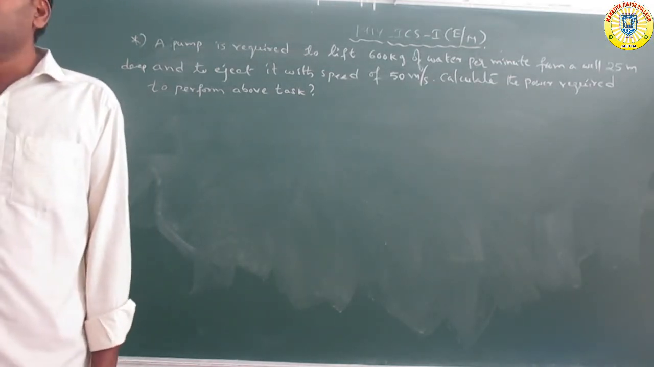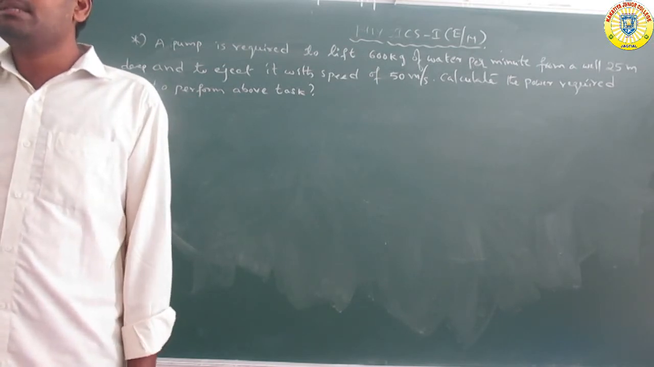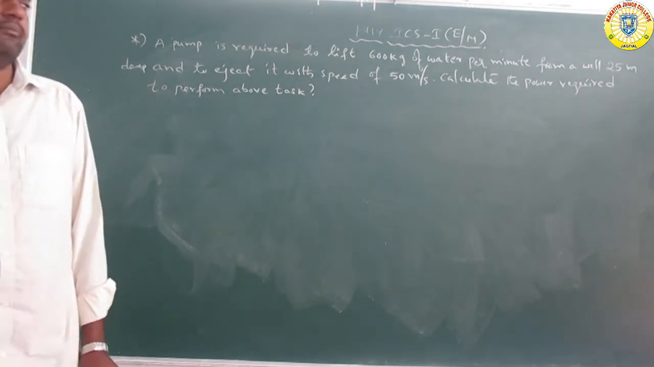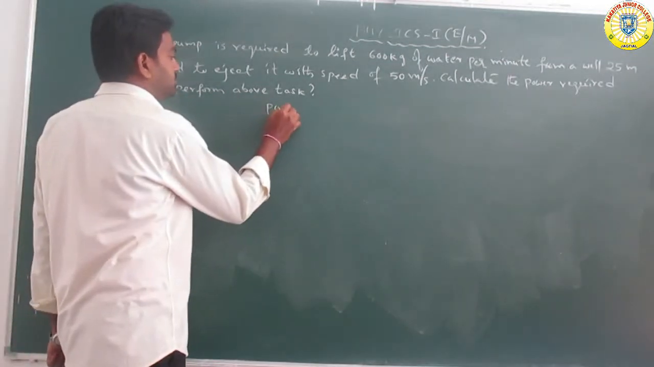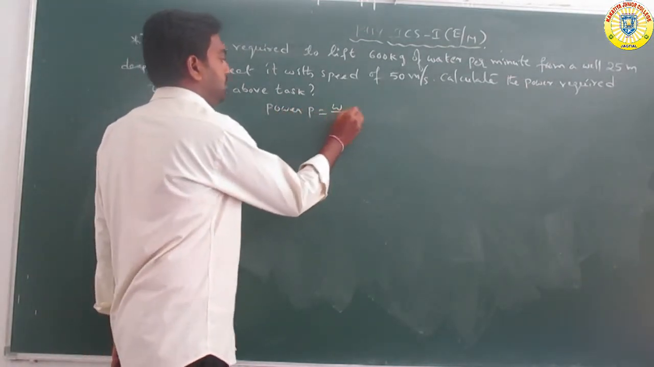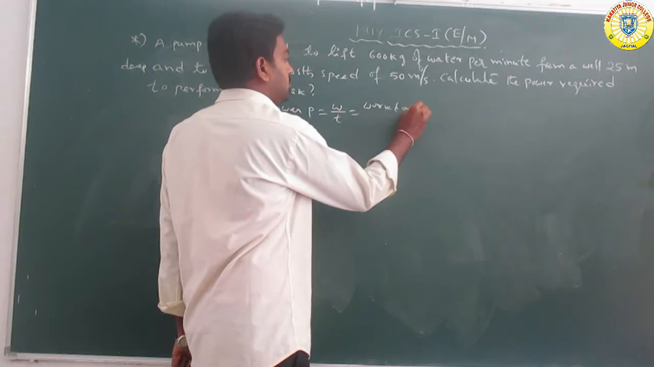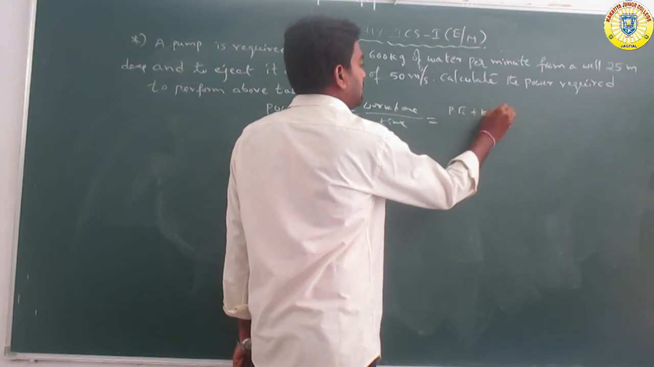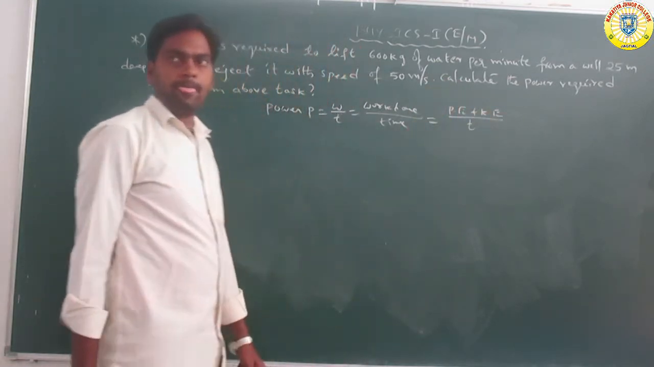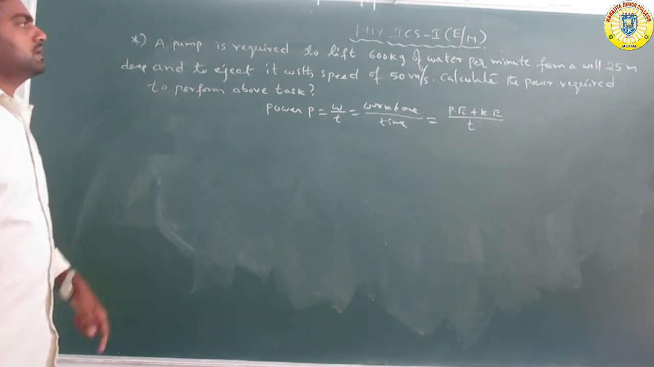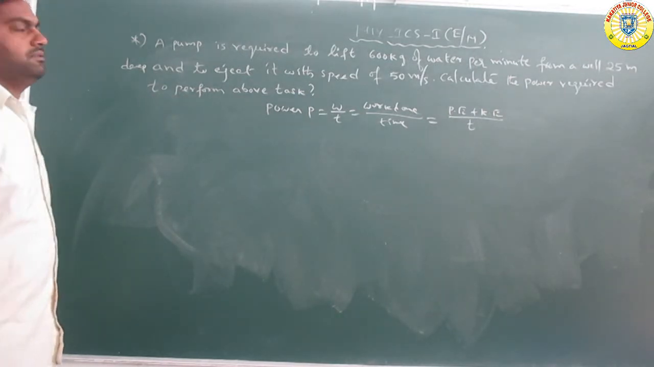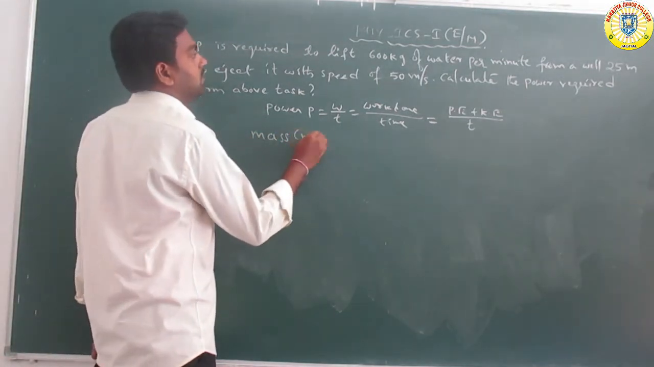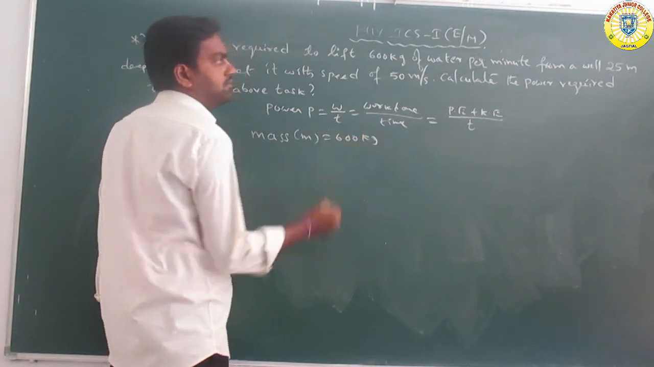To find the power, the same formula applies: power P is equal to work done by time. Work done means potential energy plus kinetic energy, by time. So P is equal to W by T. Given information: the pump lifts 600 kg of water, that is the mass. So mass M is equal to 600 kg.